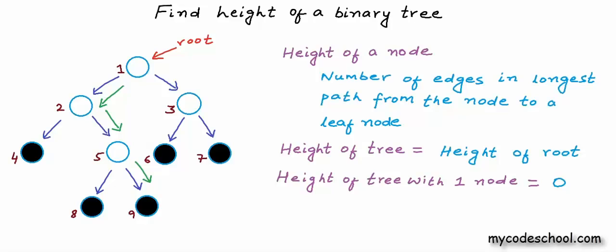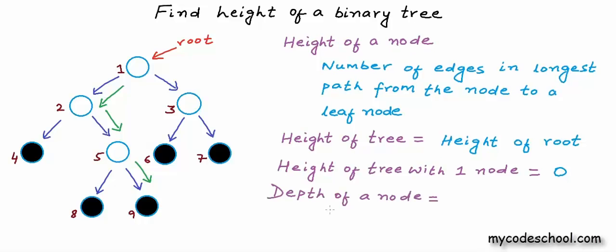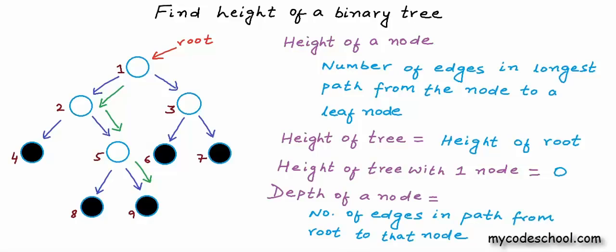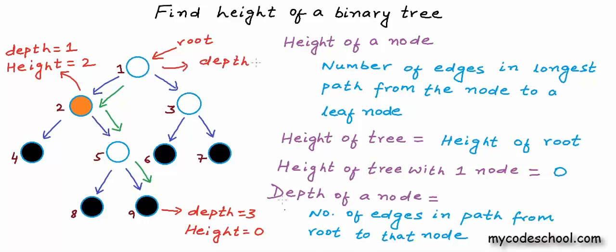We often also talk about depth, and we often confuse between depth and height, but these two are different properties. Depth of a node is defined as number of edges in path from root to that node. Basically, depth is distance from root and height is distance from deepest accessible leaf node. For node 2 in this example tree, depth is 1 and height is 2. For node number 9, which is a leaf node, depth is 3 and height is 0. For root node, depth is 0 and height is 3. Height of a tree would be equal to maximum depth of any node in the tree. So height and max depth, these two terms are used for each other.